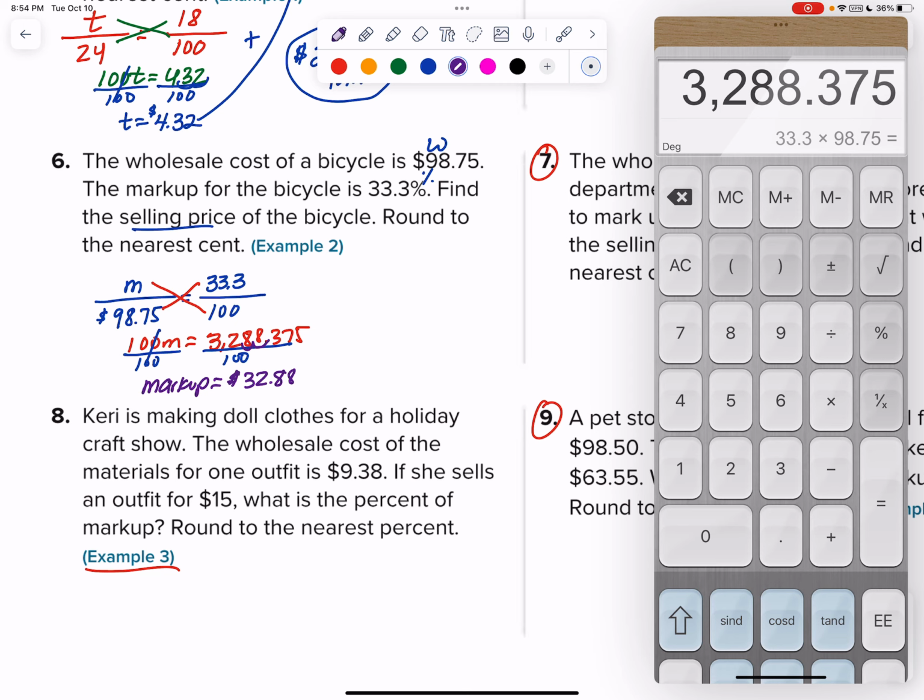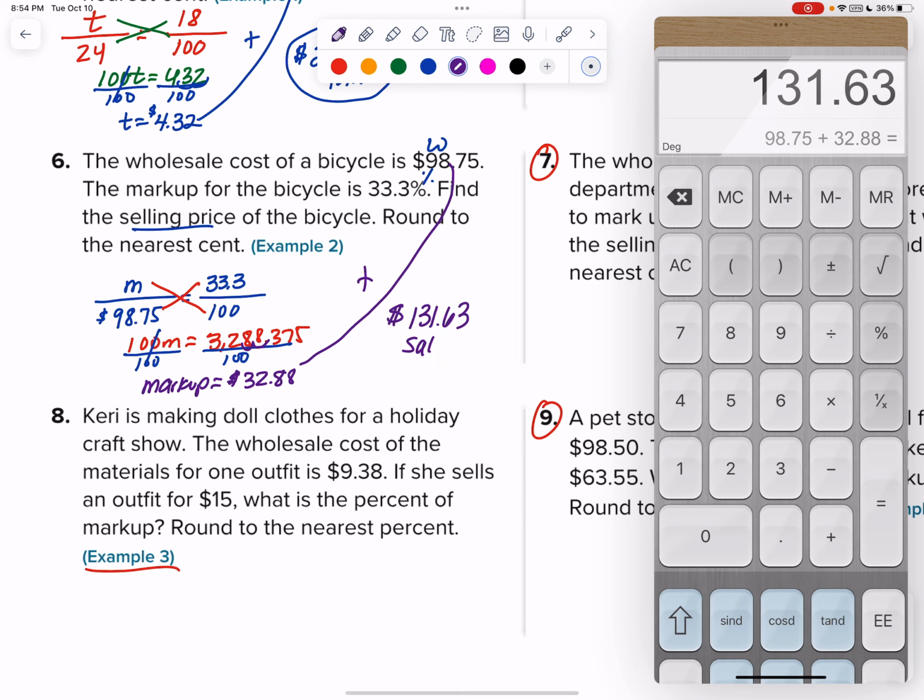They want to know what the selling price is. So if we take our original wholesale and add the markup, $98.75 plus the markup of $32.88, and we have a selling price of $131.63, and we can say sale price. So always answering the question.